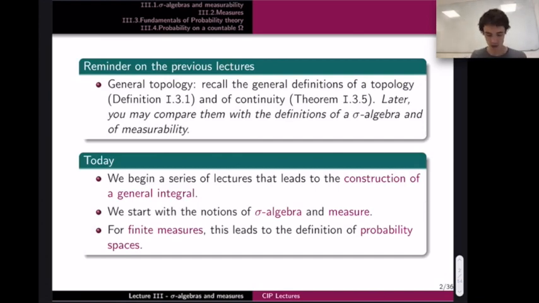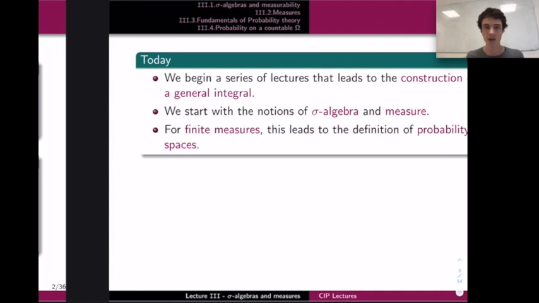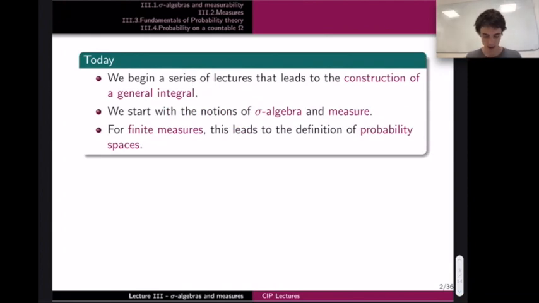So today we begin a series of lectures that is aimed at constructing a new kind of integral, an integral with respect to a measure. But first I would like to remind you the construction of the Riemann integral, so it will be very sketchy. I will do it very quickly, but I think it's interesting to have this in mind to compare to what we will do next.